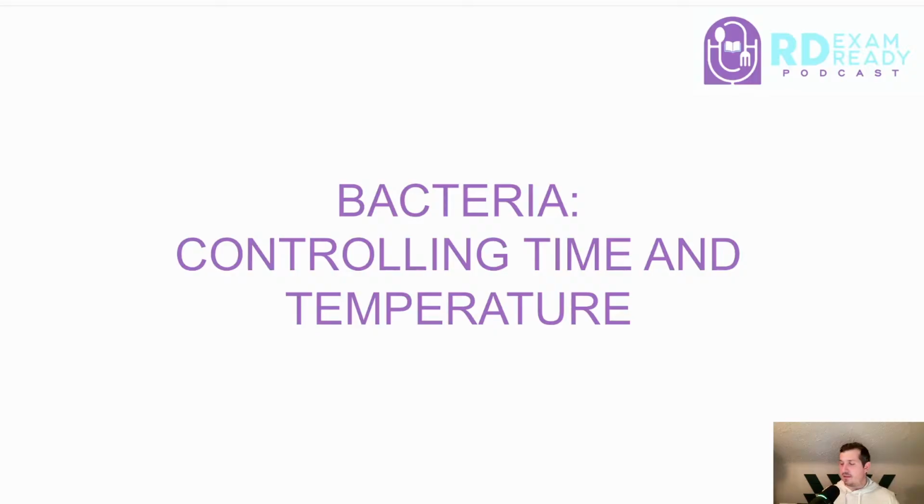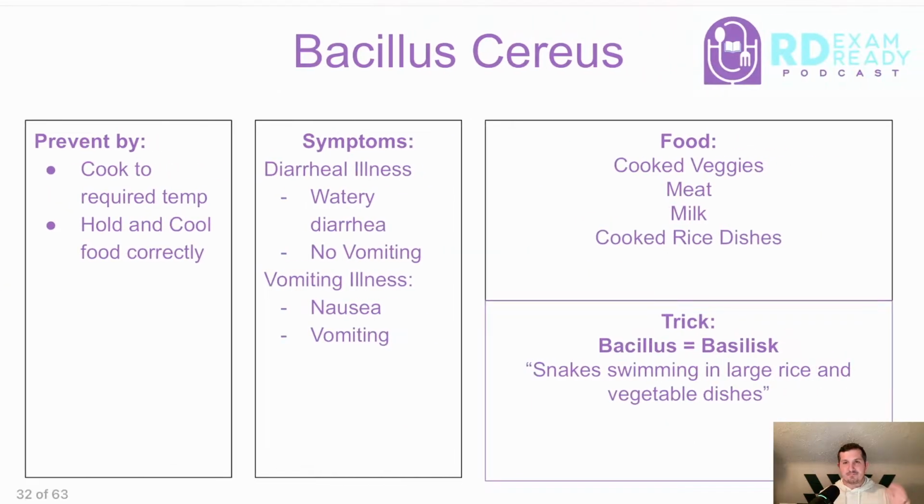So let's group these up and let's talk through them a bit. Take a moment to get nice and familiar with what I put in front of you. I've given you a little box that says how these can be prevented, this foodborne illness, common symptoms, foods associated, and then a little trick that I came up with for memorizing it.